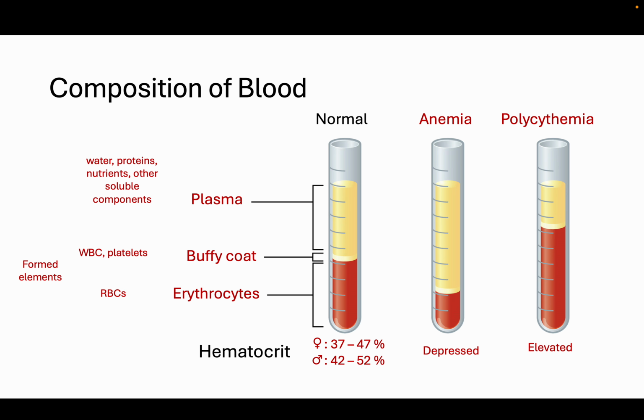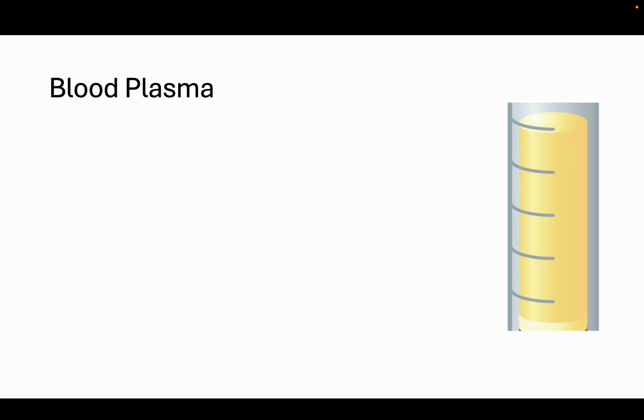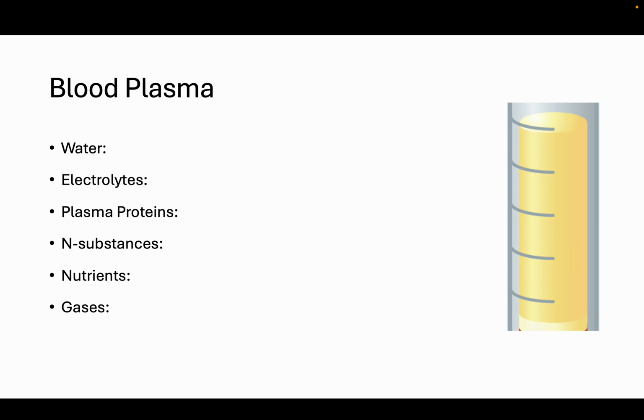So we are now going to take a closer look at the blood plasma. Blood plasma consists of water, electrolytes, plasma proteins, nitrogen-containing substances, different nutrients, gases, and hormones. Water accounts for 90% of the plasma volume, with the other things dissolved in it accounting for the other 10% of the plasma volume.